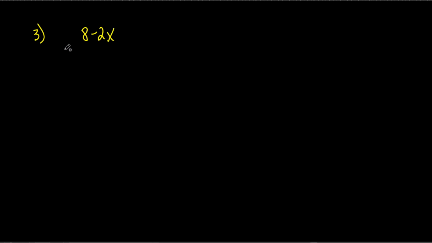Here's another one. X squared minus x minus 12. All right, here we go. Can anything cancel out here? No, nothing can cancel out. So what are we going to do? We're going to factor.